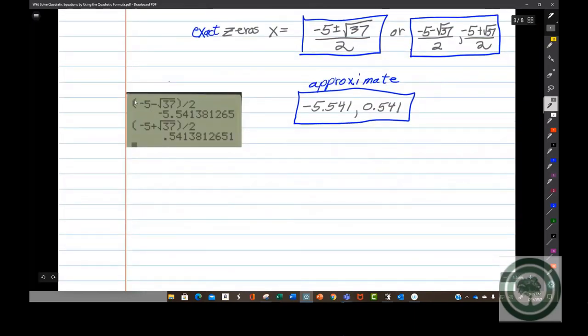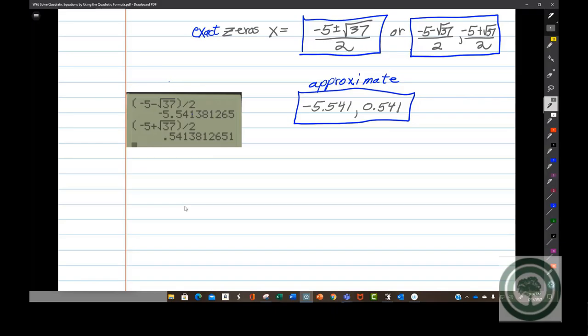Sure. Going back to the quadratic formula and finding the zeros? Yes. When I type it into my calculator, I'm getting a different answer. Okay, the reason for that probably is you're not putting your parentheses. That makes all the difference. We'll try again. Okay. Which problem are you on?